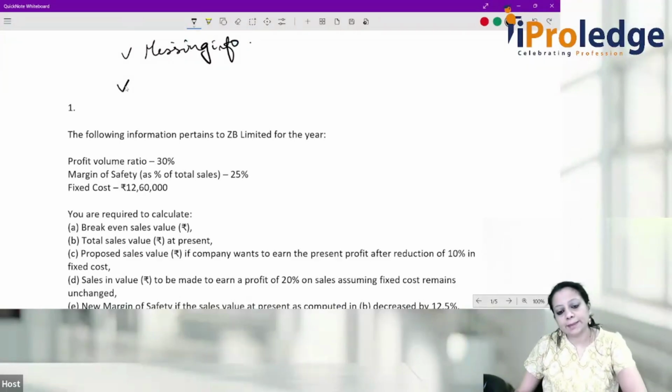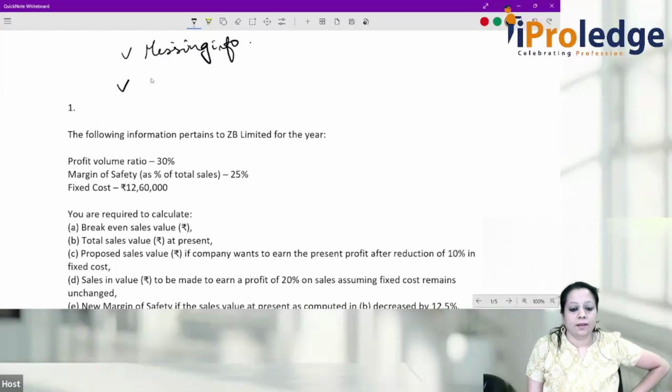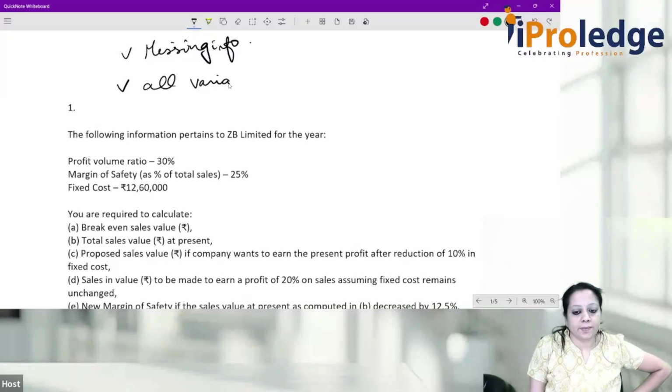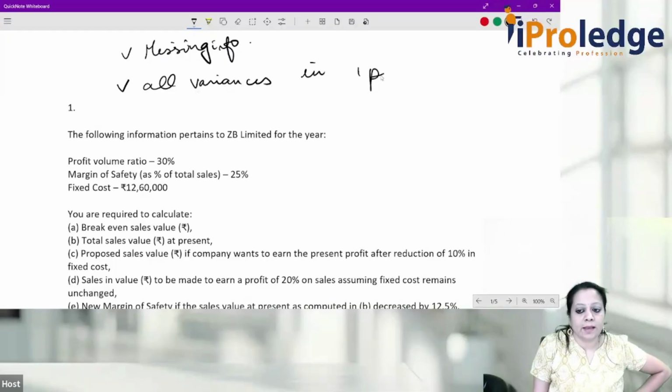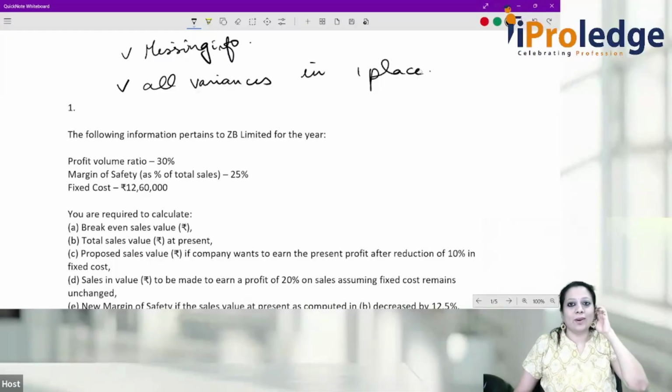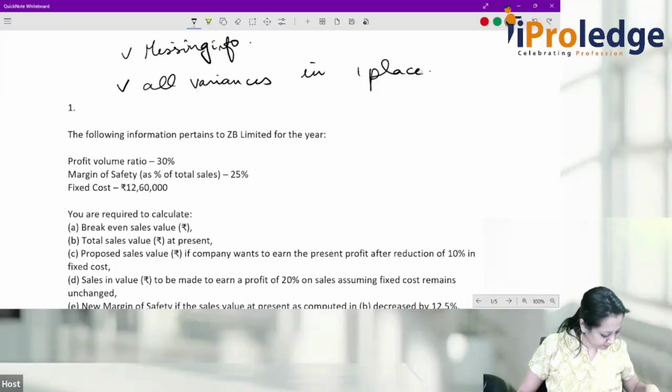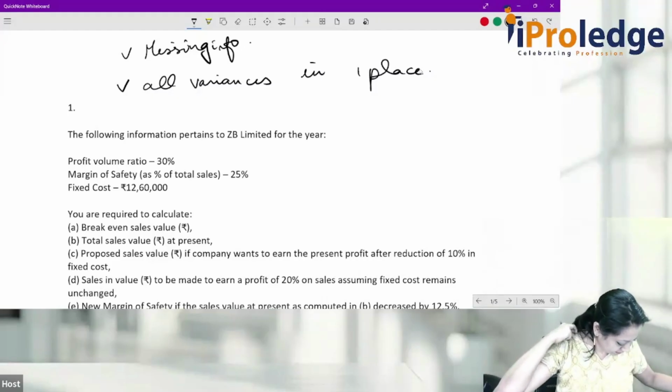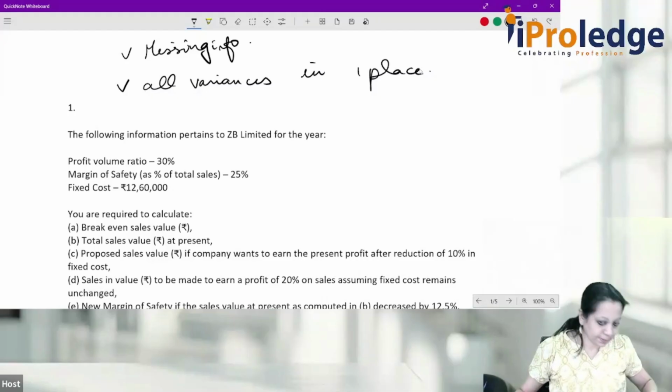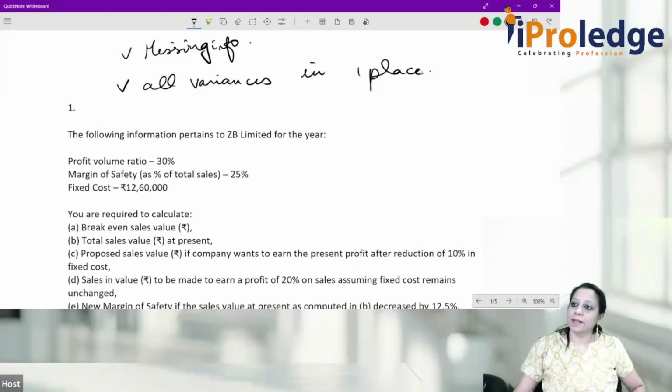Then what else I wanted to say was all variances in one place. I want you to do one problem like that. All material, labor, variable overheads, fixed overheads, including calendar variance, everything like that. So these are the main things which you might miss out. Other than that, it's pretty straightforward.